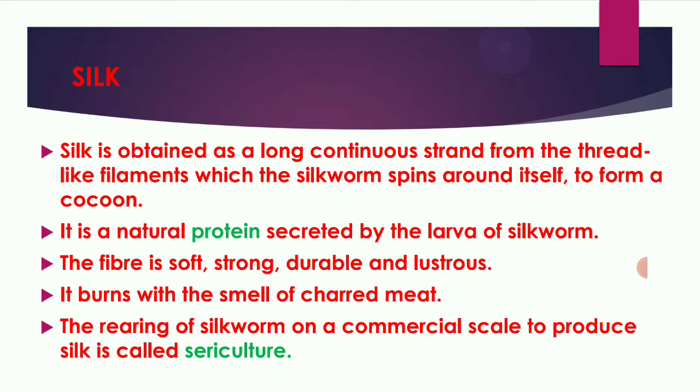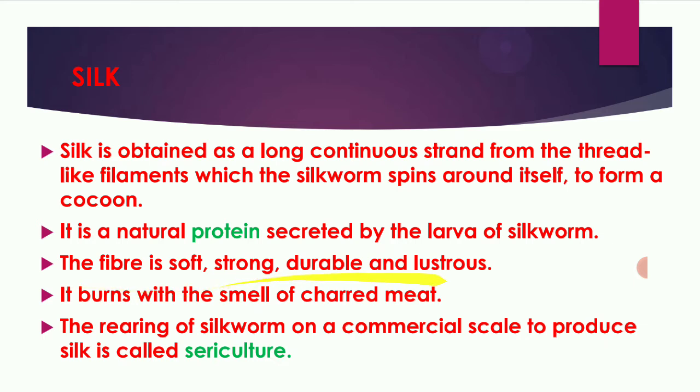Next, silk. Silk is obtained as a long continuous strand from the thread-like filament which the silkworm spins around itself to form a cocoon. Silk is obtained from cocoons. They are thread-like filaments that the silkworm spins around itself. It is a natural protein secreted by the larva of the silkworm. It takes out the protein from the mouth.